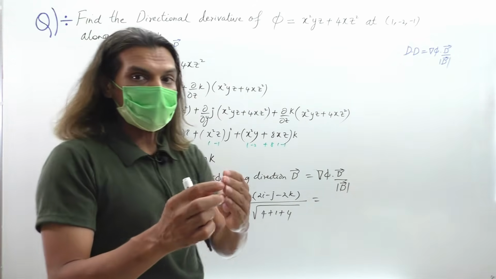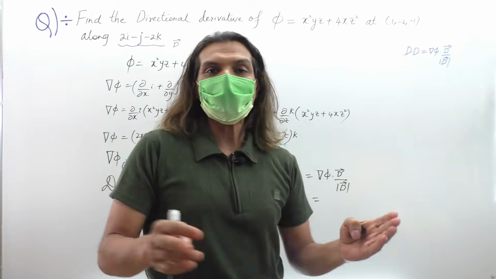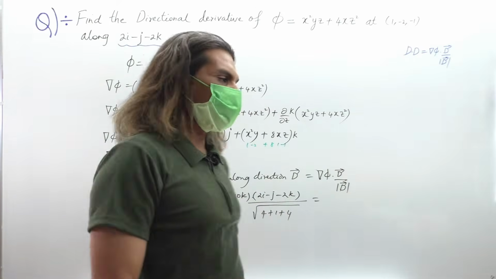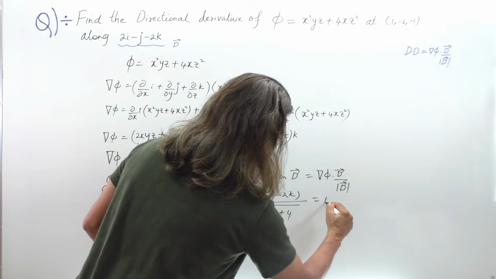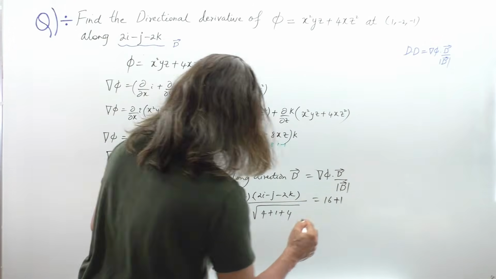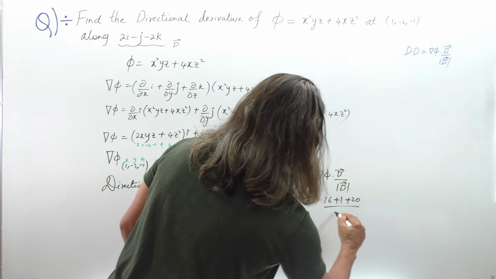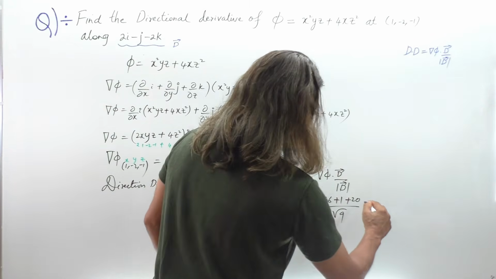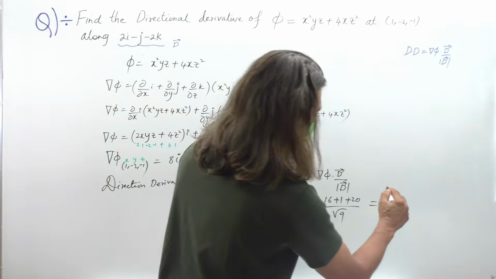Multiply now. See, i into i becomes 1, j into j is 1 and k into k is 1. That's it, nothing else. So where we have two vectors, just multiply them. So i into i is 1, 8 into 2 is 16, minus 1 into minus 1 plus 1, j into j is 1, and finally minus 10 into minus 2 plus 20, upon root of 9. So this will be finally 16 plus 1 plus 20, 37 by 3.